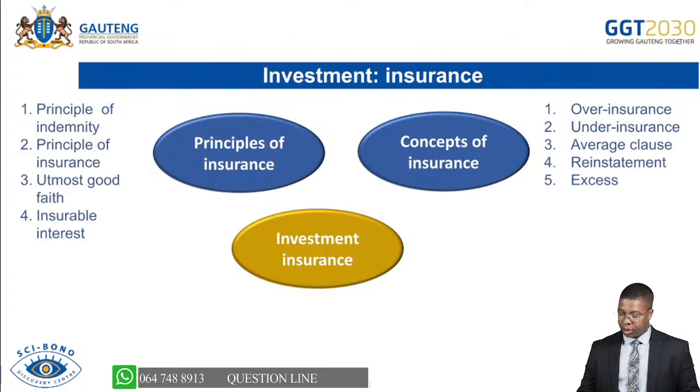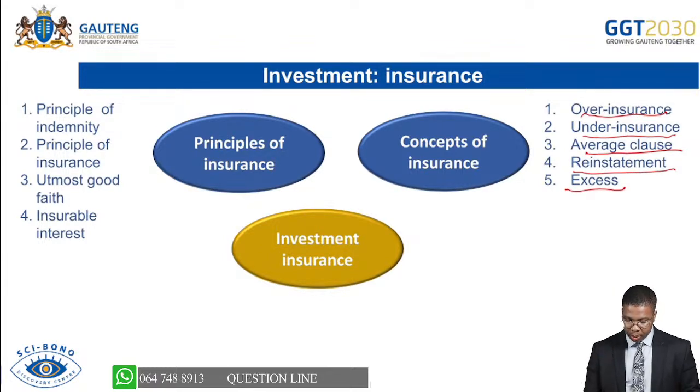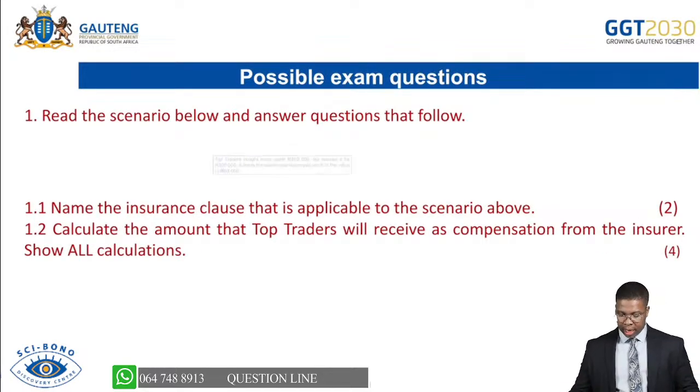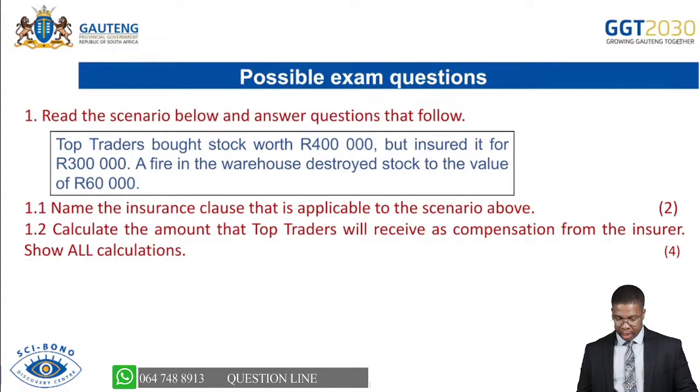Do not confuse the two. Do not confuse the principles of insurance with the concepts of insurance. So the concepts of insurance, we are talking about over insurance and under insurance, and we're also talking about average clause and reinstatement together with excess. But with the principles of insurance, we are talking about the principle of indemnity, the principle of subrogation, together with the principle of utmost good faith and insurable interest.